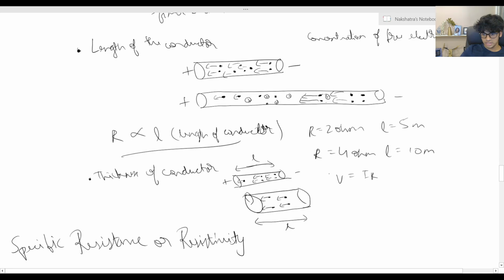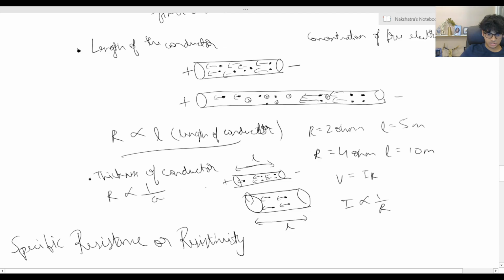तो अगर हम V को कांस्टेंट रखें, है ना, अगर हम बोले V को कांस्टेंट रखो, then we can say that I is inversely proportional to R, है ना. तो अगर ज़्यादा करंट फ्लो कर रहा है उसका मतलब है कि रेजिस्टेंस कम है इस कंडक्टर का. सो वी फाइंड आउट that R is inversely proportional to area of cross section.